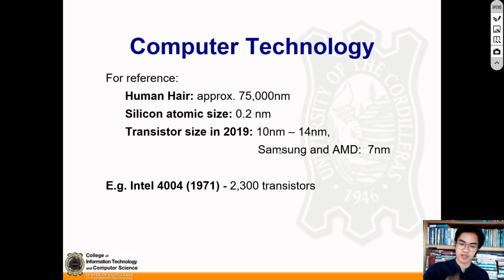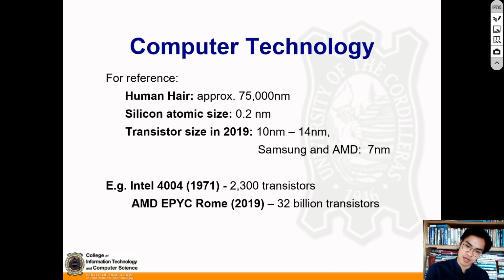Yeah. So as a comparison, the first processor in 1971, one of the first by Intel, is the Intel 4004. Now that processor only had 2,300 transistors. So only 2,300 representations of zeros and ones. Compare that to where we are today. The AMD EPYC Rome, released in 2019, has 32 billion transistors. Which is why your computers are much, much faster now.